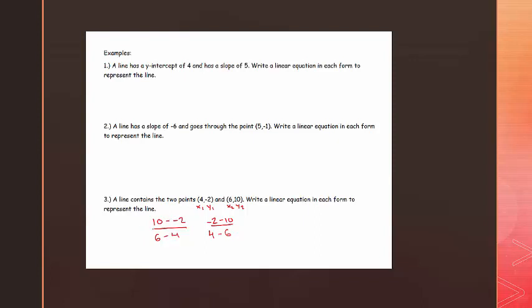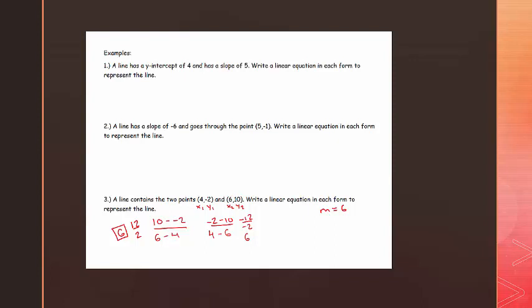So on top, I'm going to get 12, and on the bottom, I'm going to get 2. So it looks like my slope is 6. And you'd find out that if you did it this way, you would get negative 12 over negative 2, which is still 6. So either way you do it, you get your slope of 6. So at this point, you need to realize that you know the slope. Okay, that was huge. That was needed to do this problem.